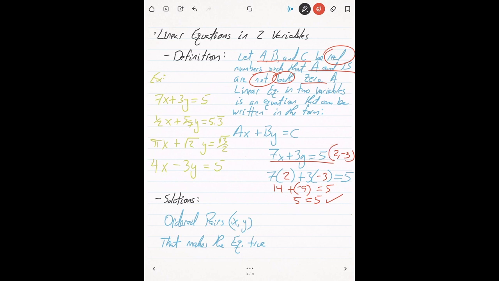You'll notice I wrote it as an ordered pair. I wrote the x value and then the y value. That tells you what value you should plug in for x and what you should plug in for y to make this equation true. A coordinate point like (1, 2): let's take 7 times 1 plus 3 times 2. Does that equal 5? 7 plus 6 doesn't equal 5. So we would say that (1, 2) isn't a solution because it doesn't work. It doesn't make the equation true. That's what it means to be a solution, something that makes the equation true.